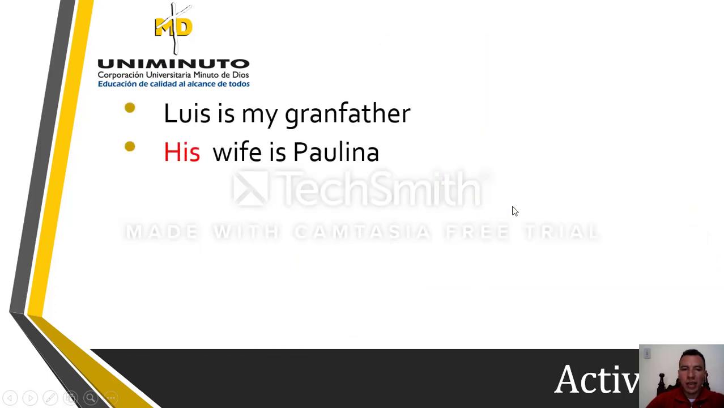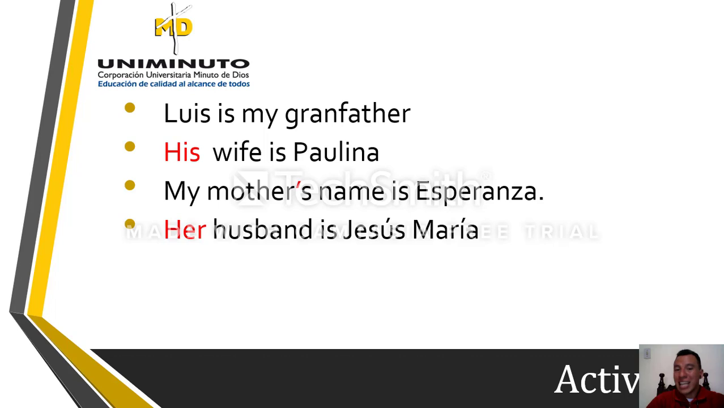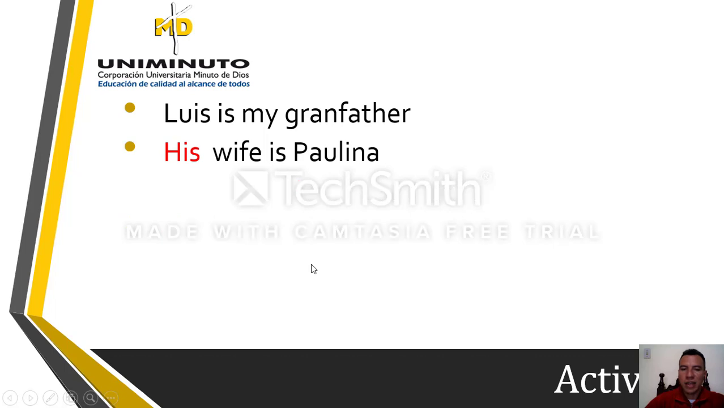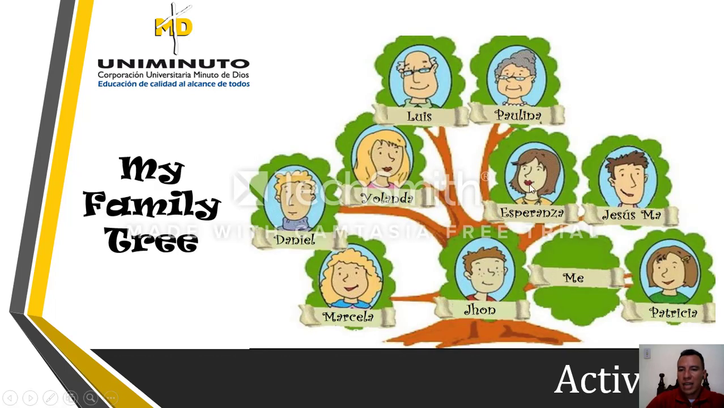The other example, her husband is Jesus Maria. And I use her because it's the possessive for women. So this is the possessive for boys, for men, and this is the possessive for women. In that case, I can say, her husband is Jesus Maria. Look at this. Her husband is Jesus Maria. I'm talking about the husband of my mother, Esperanza.